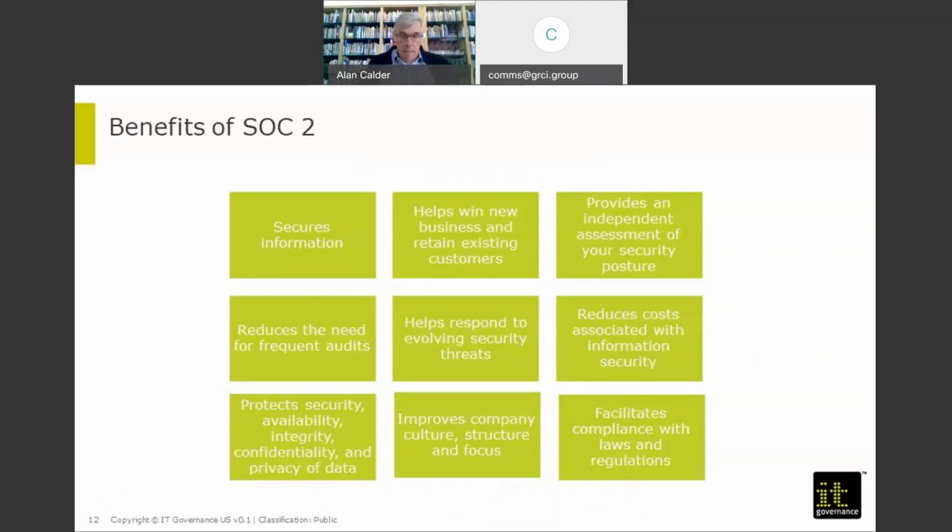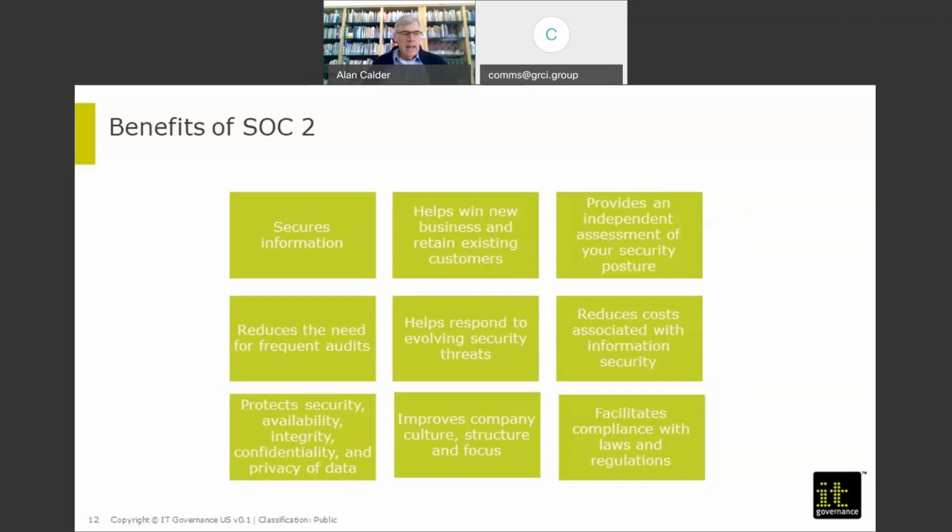There are a number of clear benefits to SOC 2. Obviously, it secures information. That's what it's designed to do. It's a set of very specific controls designed to secure information within the scope of the standard. It will reduce the need for frequent external audits. So under SOC 2, you're going to have a single audit from the SOC 2 auditor on an annual basis.